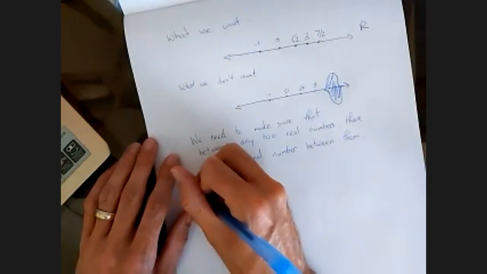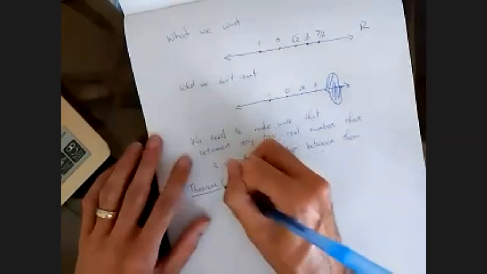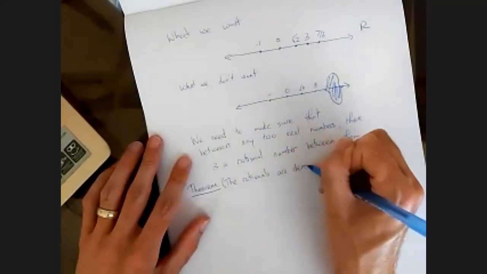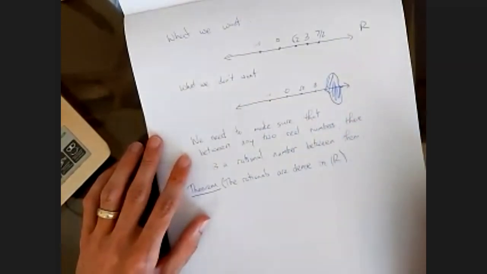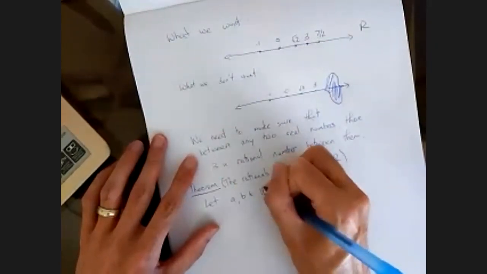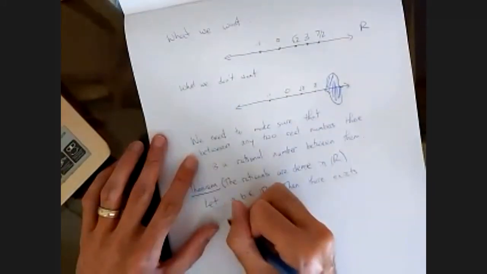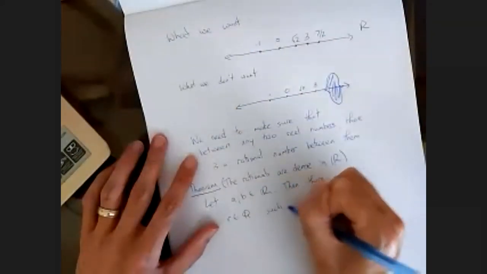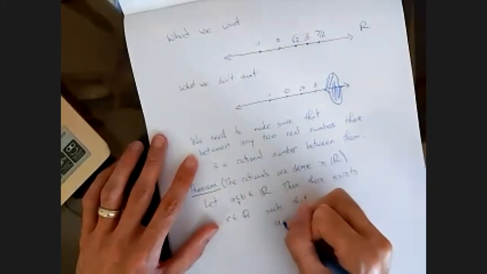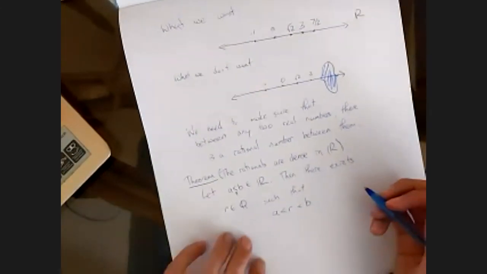So, theorem: the rationals are dense in R. Let A and B be two real numbers, and maybe I can assume A is less than B. Then there exists a rational number R such that A is less than R is less than B.